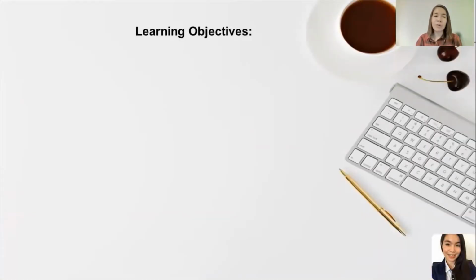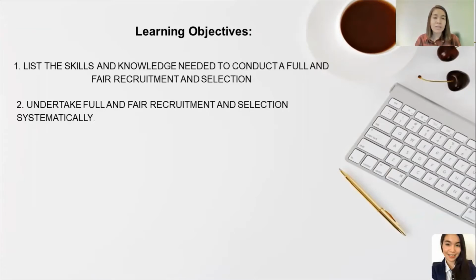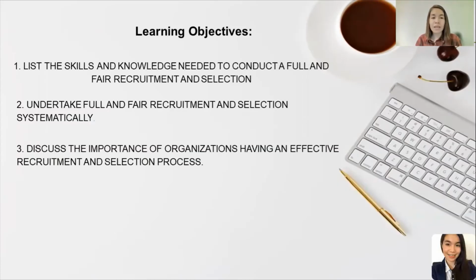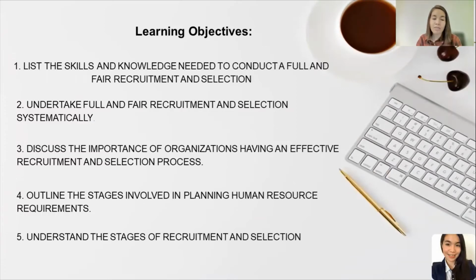So at the end of this chapter, we are expected to learn the following objectives, which is the rationale of the lesson. First is to list the skills and knowledge needed to conduct a full and fair recruitment and selection. Second is to undertake full and fair recruitment and selection systematically. Third is to discuss the importance of organizations having an effective recruitment and selection process. Fourth is to outline or plan the stages involved in planning human resource requirements. And fifth one, which is the most important, I think, is to understand the stages of recruitment and selection.